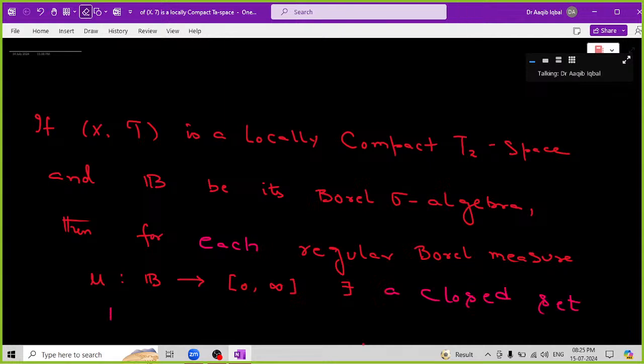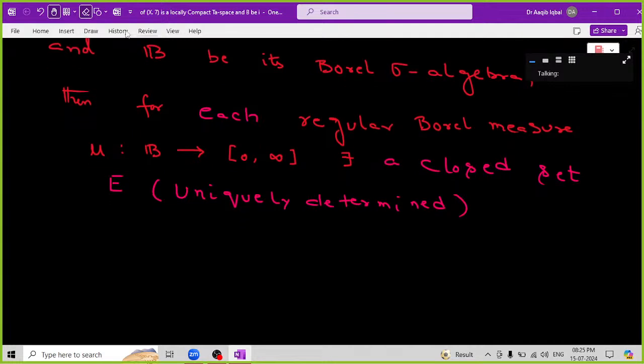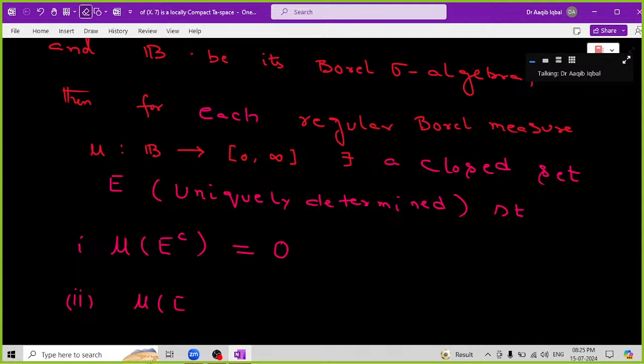there exists a closed set E, and this closed set exists uniquely. This will be uniquely determined, such that the measure of the complement of E will be 0, and second, measure of E intersected with V will be positive whenever V belongs to tau and V intersection with E is not phi.